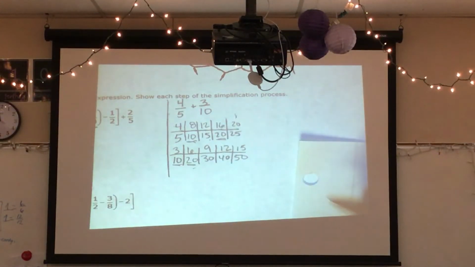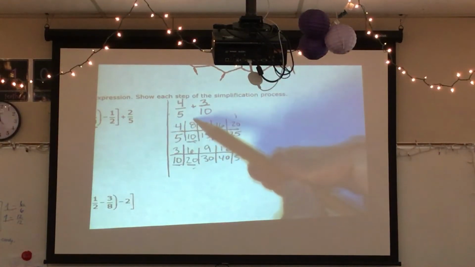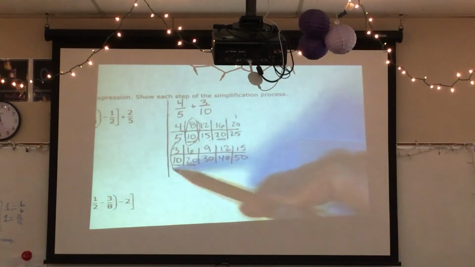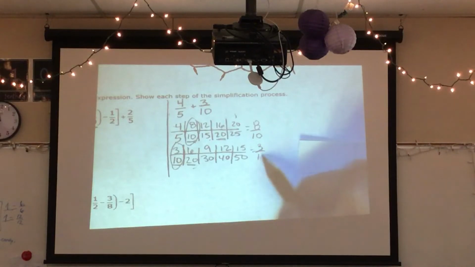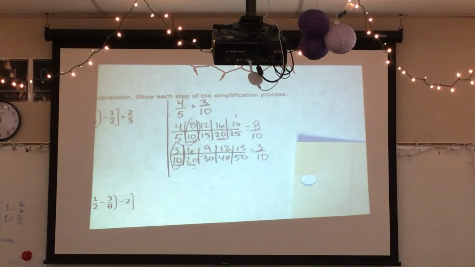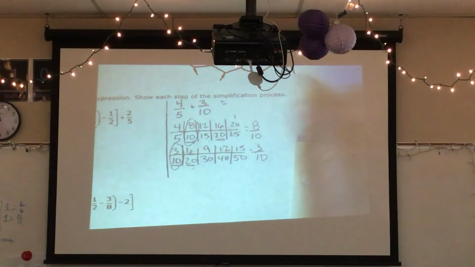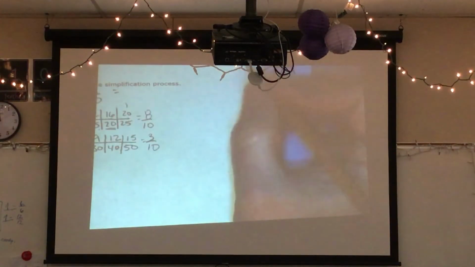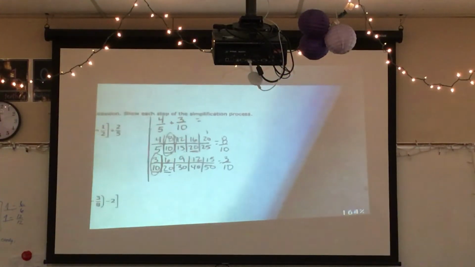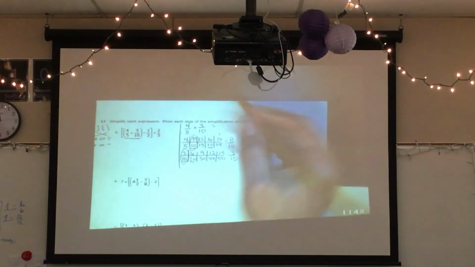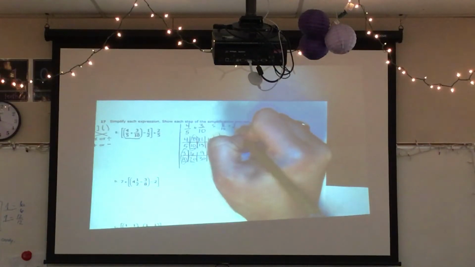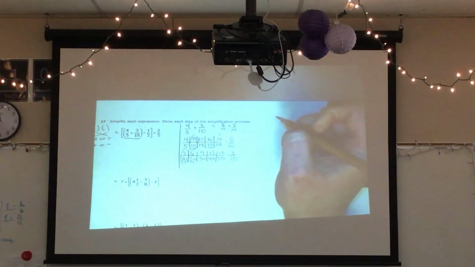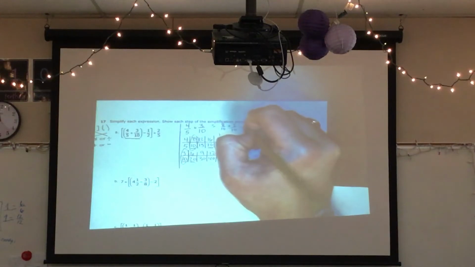Which one am I going to use? 10. Why the 10? Because I want the least common denominator. Very good. Okay, so this is equal to 8 tenths plus 3 tenths. Can I add that up now? Yes. 8 plus 3 is 11.